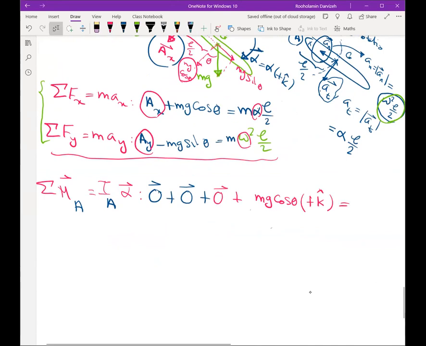Plus, equals to I_A alpha. And alpha, as I said here, we assume is positive. Then if you calculate at the end alpha to be negative, it means we need to reverse the direction. For timing, we can just assume it's positive. Okay. Now, if I dot product both sides by k hat, it would be mg cosine theta.